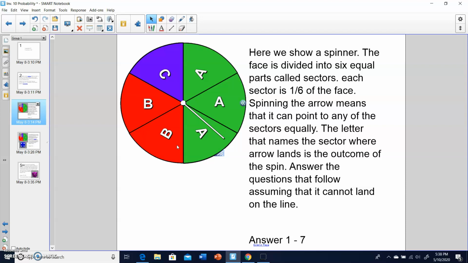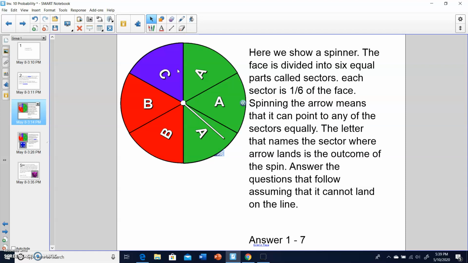Number 3, write the possible outcomes of a spin in order from least likely to most likely. So what is the least likely letter to land on to the most likely letter? Number 4, which outcome of a spin is twice as likely as the outcome C? So I only have this many C's. Which one has 2 times that number? Number 5, if the arrow is spun many times, then about half of the outcomes are likely to be which sector? Half of the outcomes.